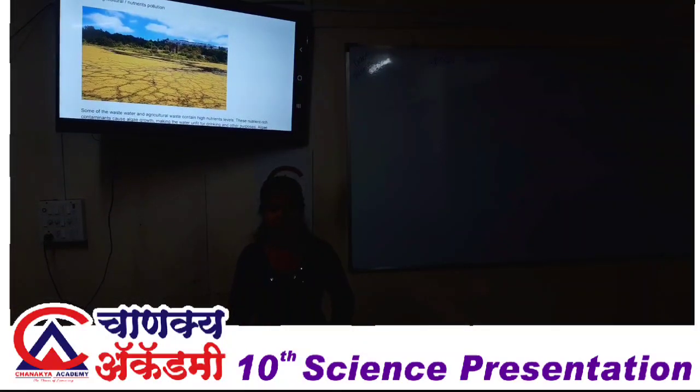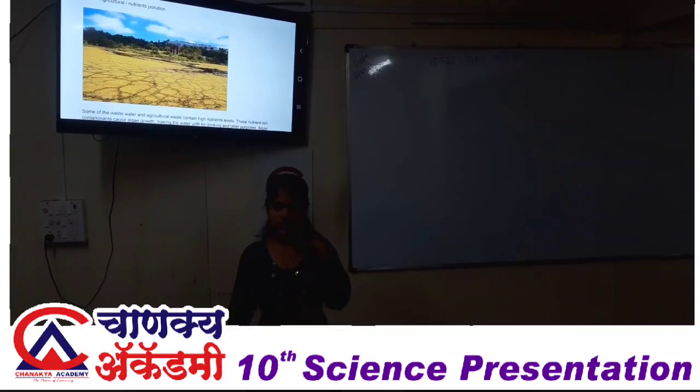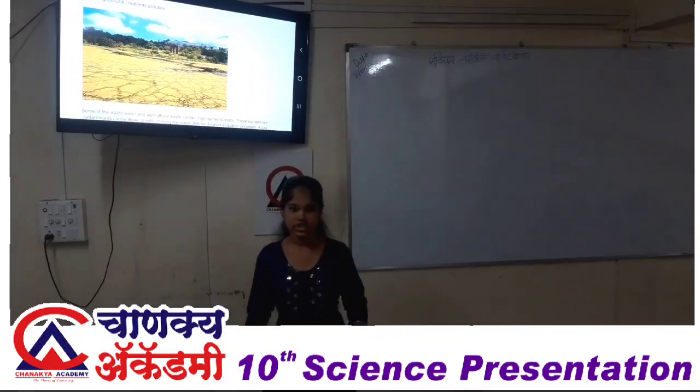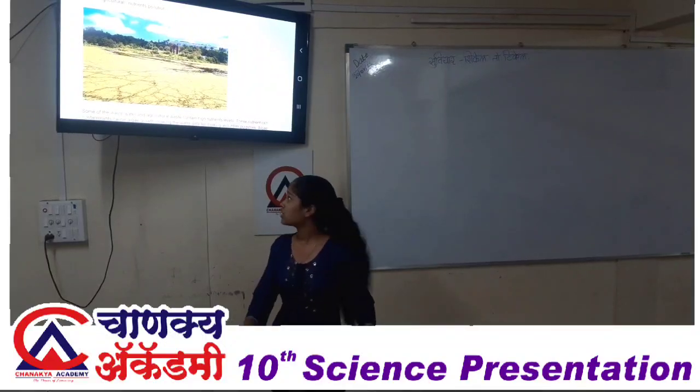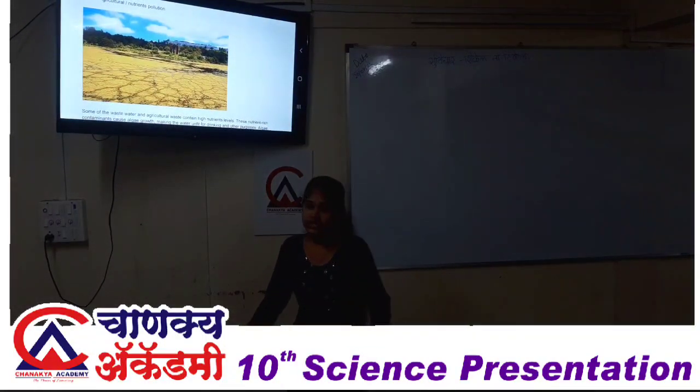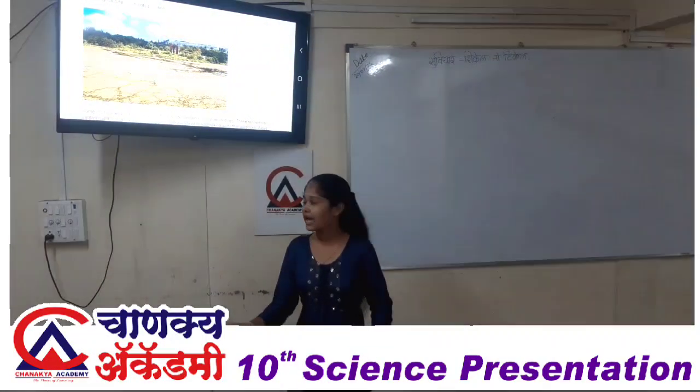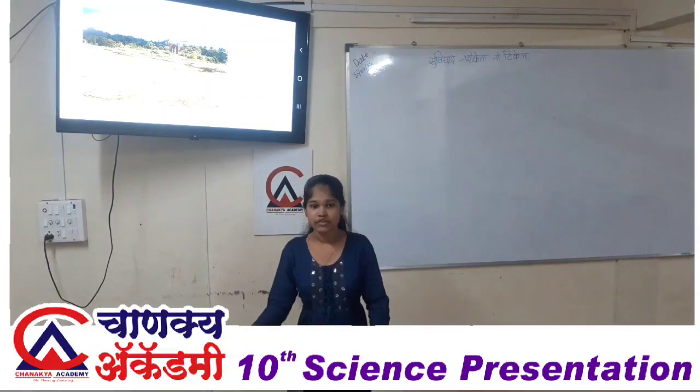Some of the wastewater and agricultural waste contains high levels of nutrients, and the nutrient-rich contaminants cause algae growth in the water bodies, making the water unfit for use and for other purposes. The algae growth uses up the oxygen content and crowds out other organisms, resulting in their death. As you can see in the image, the nutrient level is high, and the algae growth is clearly visible in the water.